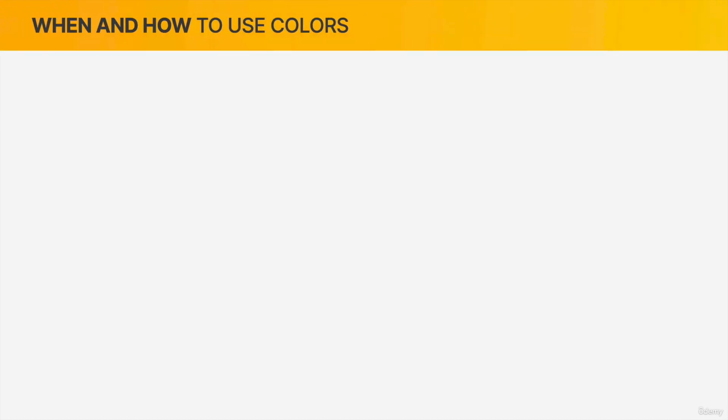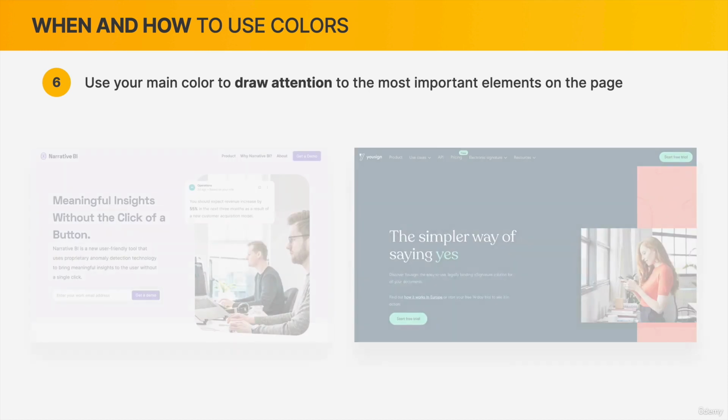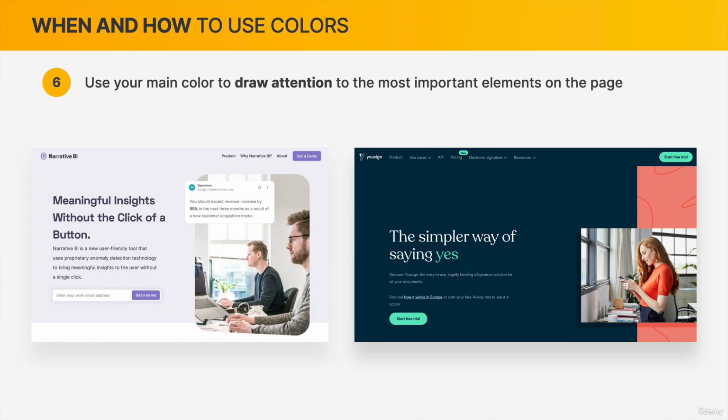So usually the main point of using colors is to draw attention to the most important element on a page. So in these design examples here, you can see that the main color is always used to draw attention to the button, which is many times the most important element of a page because, well, that's where we actually want our users to click, right? Also, the main color can many times be found in the logo as well.